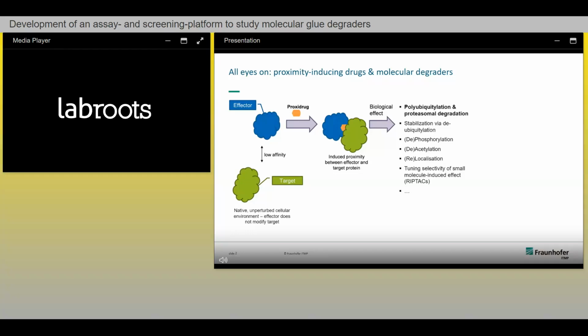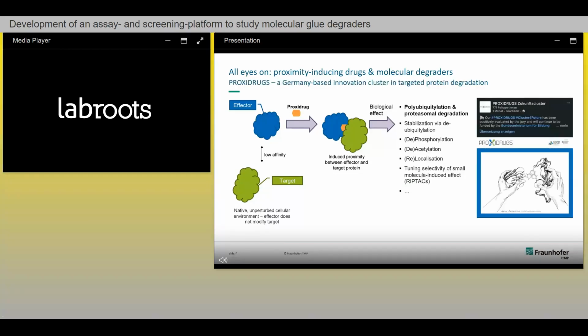We work in this field in the context of a German cluster for future called Proxy Drugs, where many companies from the pharmaceutical industry, technology providers such as Revvity, and academics are part of it. And us as Fraunhofer, we sit a little bit in between academics and industry, as we're a German organization that does applied research. AbbVie is also part of this cluster, and Melanie Meister from AbbVie will also present later in this webinar.